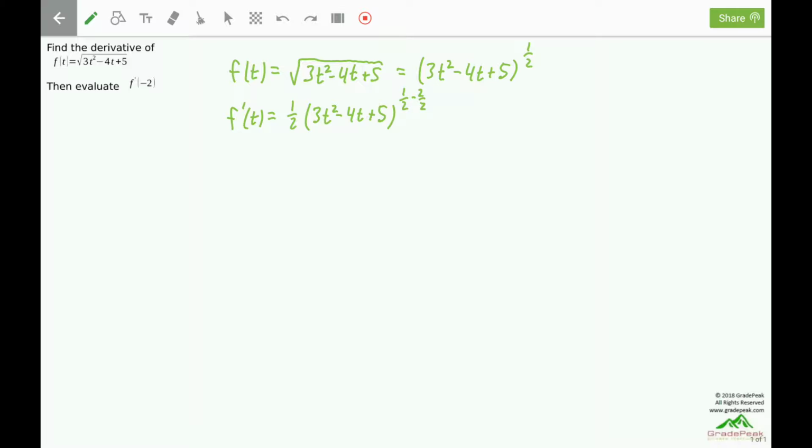The first term, 3t squared, will become 2 times 3, 6, t to the first. The negative 4t derivative will be the constant negative 4, and then the 5 will have a derivative of 0, so 6t minus 4. This is multiplying the entire expression. That's the chain rule. It's the derivative of the inside expression in a power function or a trig function.